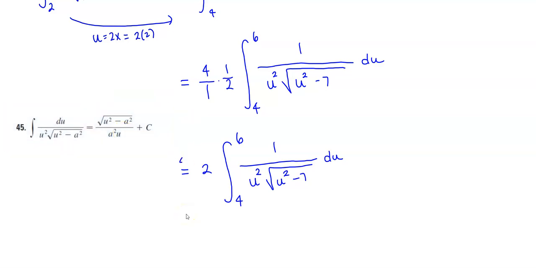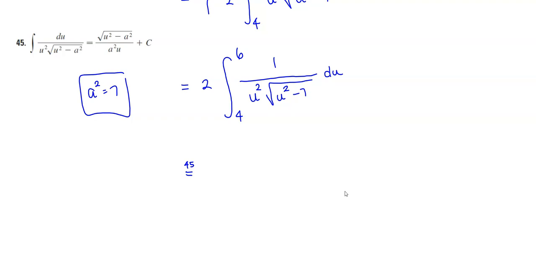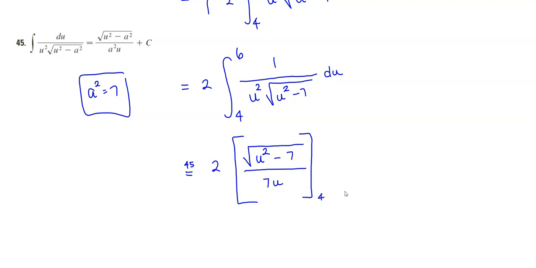Okay, so using 45, right, we have 1 over u squared times the square root of u squared minus 7. So the next step is where we're going to use the integral of 45, and then we can see that a squared is going to equal 7 in our problem, because that's what that is right here. So now let's go ahead and then write this out. So we have 2 times the square root of u squared minus 7 over a squared, which is 7 times u, going from 4 to 6.